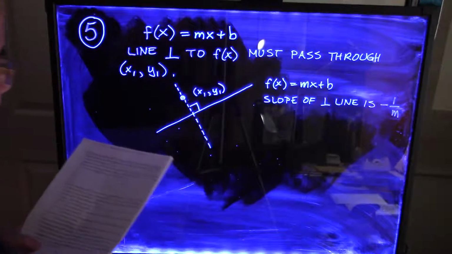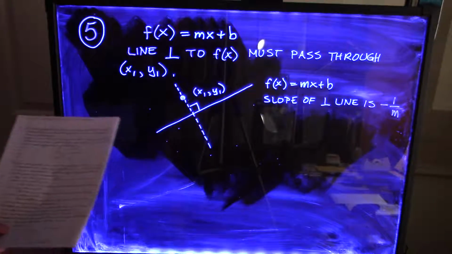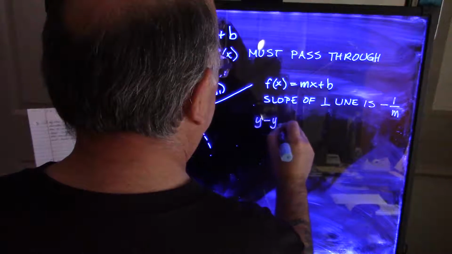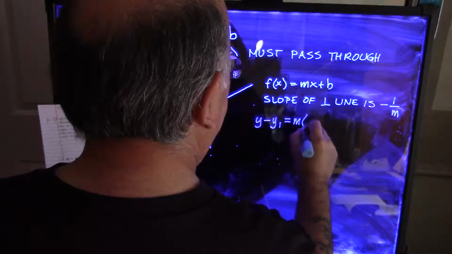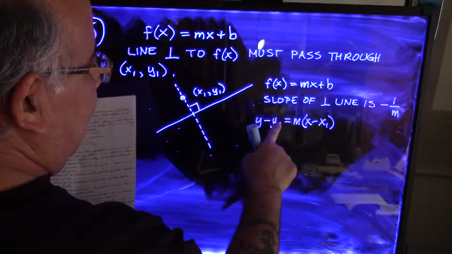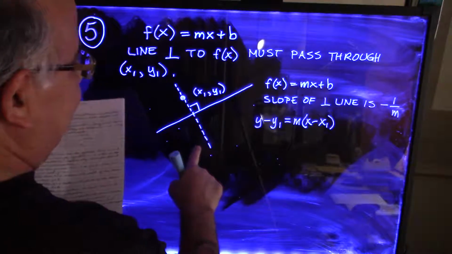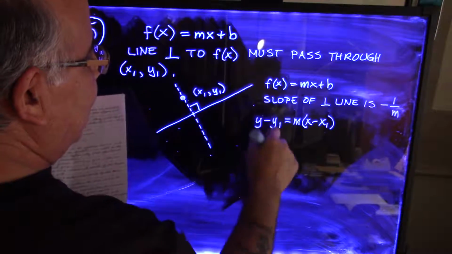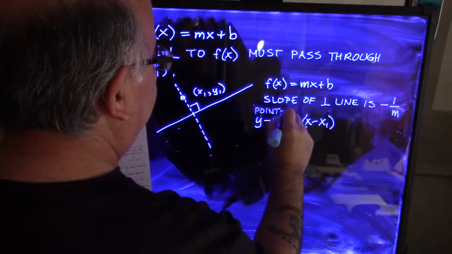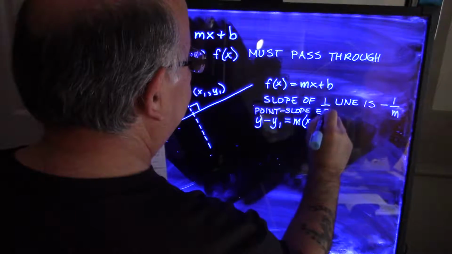And it's got to go through x1, y1. So we have a point and we have a slope, and that suggests using the point-slope equation, which is y minus y1 equals m times the quantity x minus x1. We're not going to use this exact equation because we don't want slope m for this line. But this is the point-slope equation for a line. Let me write that down.